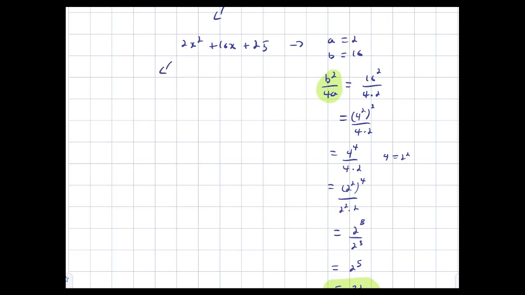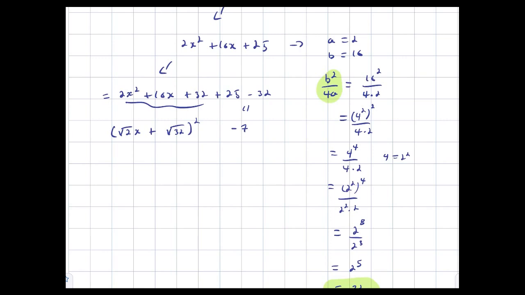So I'm going to re-express this as 2x squared plus 16x plus 32 plus 25 minus 32. And this, of course, is negative 7. And this bit is going to be the square root of 2 times x plus the square root of 32 squared. And then I'm subtracting the 7. And what is the square root of 32?